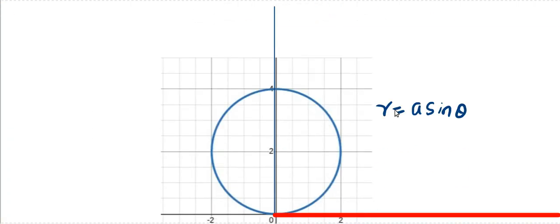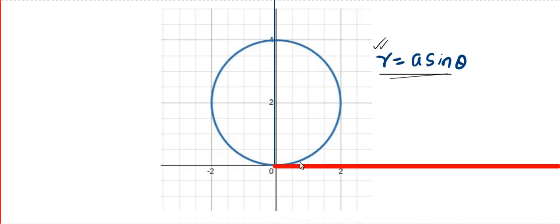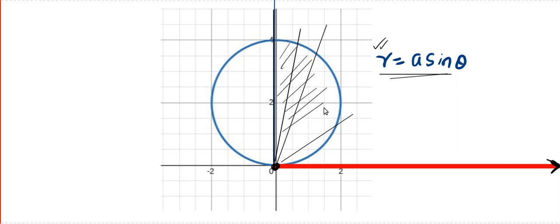And the next one, r equal to a sine theta. Again, we have the pole over here and our initial line. I made it a little bit thick so that you can understand. And this is our 90-degree line. So maybe this is 45 degrees, then 60 degrees. It goes on like this. When you move from 0 to 90 degrees, half the circle will be covered. So this is r equal to a sine theta.